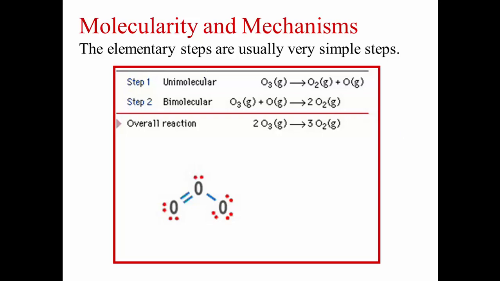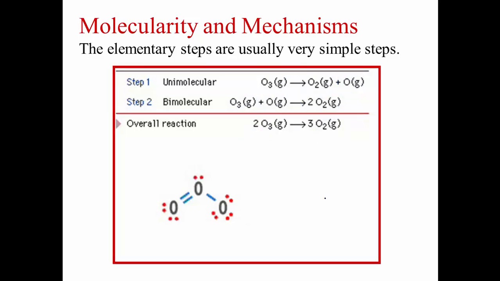So let's look at how we get the final reaction of ozone decomposing into oxygen. You're not going to get ozone just splitting apart all at once. It's going to go through two steps. The first step splits off one oxygen, leaving an O2. Then the O3 reacts with this O. Now that's going to be called an intermediate there, leaving you with two O2s, and that gives you the 3O2.